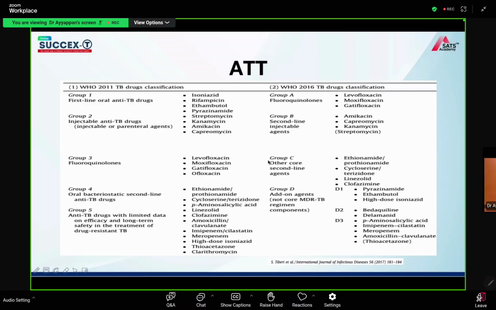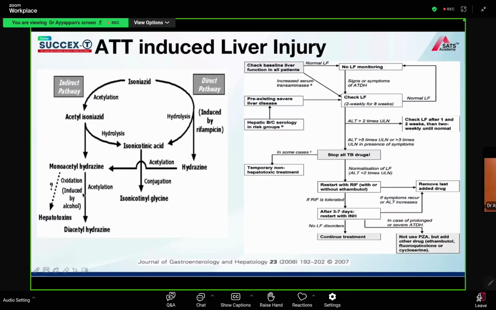And it is more common in the slow acetylators. And as you can see, it is with the pre-existing comorbidities of alcoholism or any underlying liver dysfunction. This monoacetyl hydrazine, which is first acetylated, followed by a second acetylation that is delayed, results in accumulation of this. This causes hepatotoxicity followed by free radical injury as well as idiosyncratic reaction. Pyrazinamide is the most hepatotoxic, but the most common one is isoniazid.